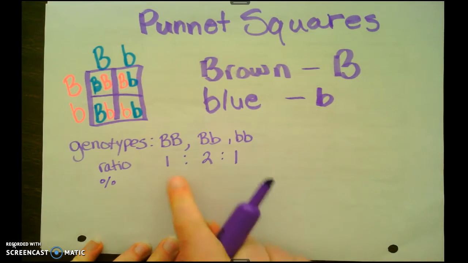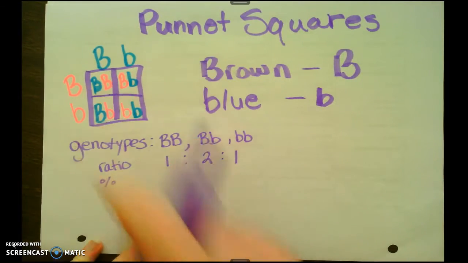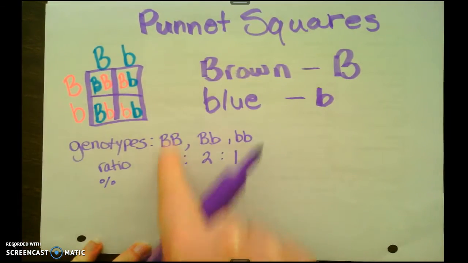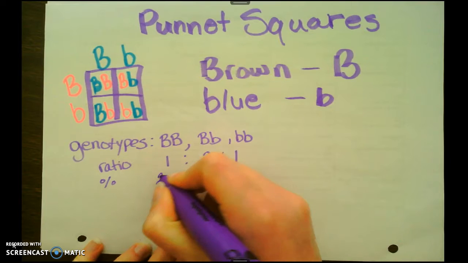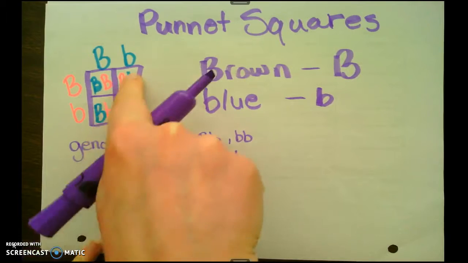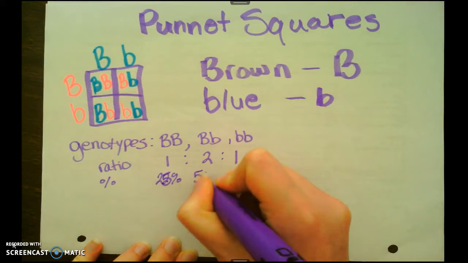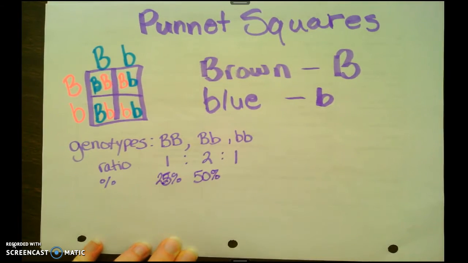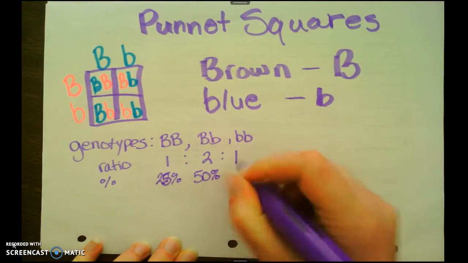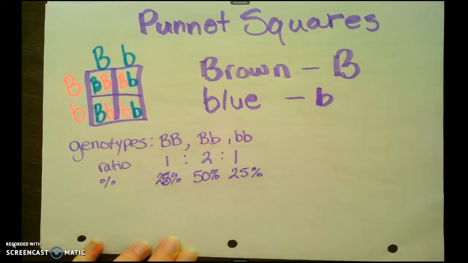All right, so for the percent, there are 4 boxes total, so each one of these boxes is worth 25%. So I have 25% of the boxes that were big B. I had 2 boxes, so 2 out of 4, half, or 50% were heterozygous, big B, little b. And 1 box, so that's again 25%, was little b. It was recessive.